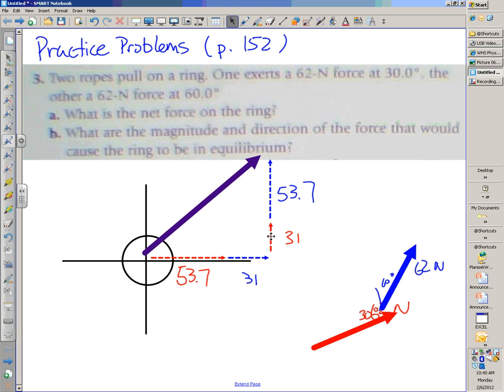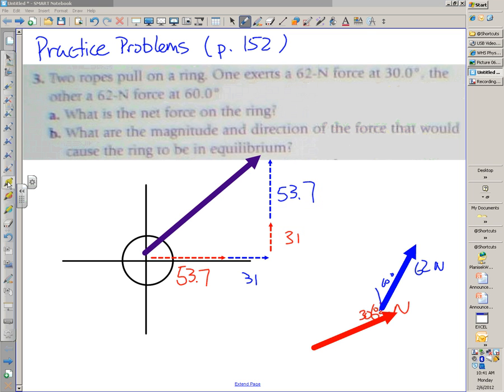But the big idea being that if these two are both along the x-axis and they both point in the same direction, that means we can add them together to create one big side. If these two are both on the y-axis, both point in the same direction, we can add them together.